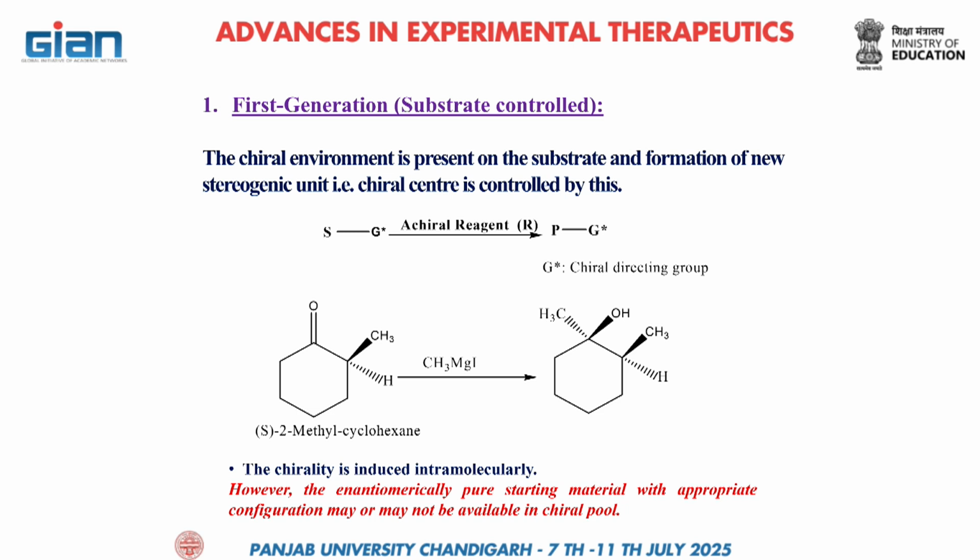If you react with formaldehyde, you get primary alcohols. If you react with acetaldehyde, you get secondary alcohols, or if you react with a ketone, you will get a tertiary alcohol. So this reaction is very simple.